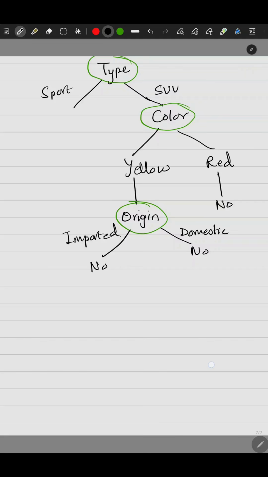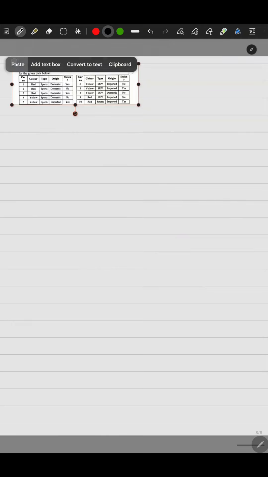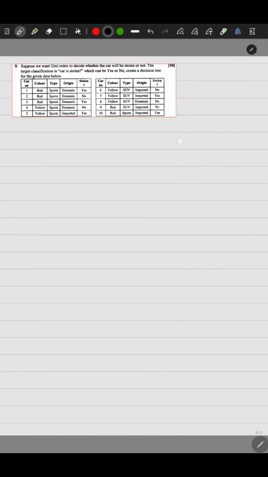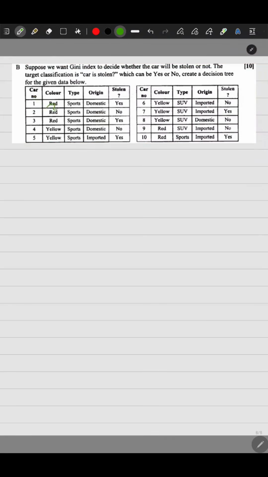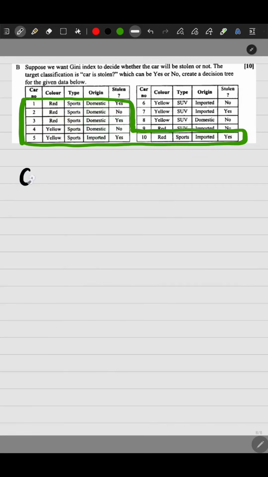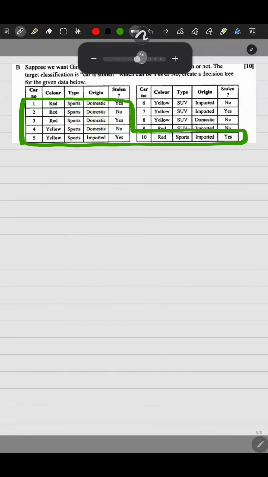Now let's expand on the other branch, that is the sports branch. Again, for the sports branch we'll perform a similar calculation. Now the subset we are working on is a larger subset. This is the subset that we are working on for sports. In the sports branch, first we can split on color.